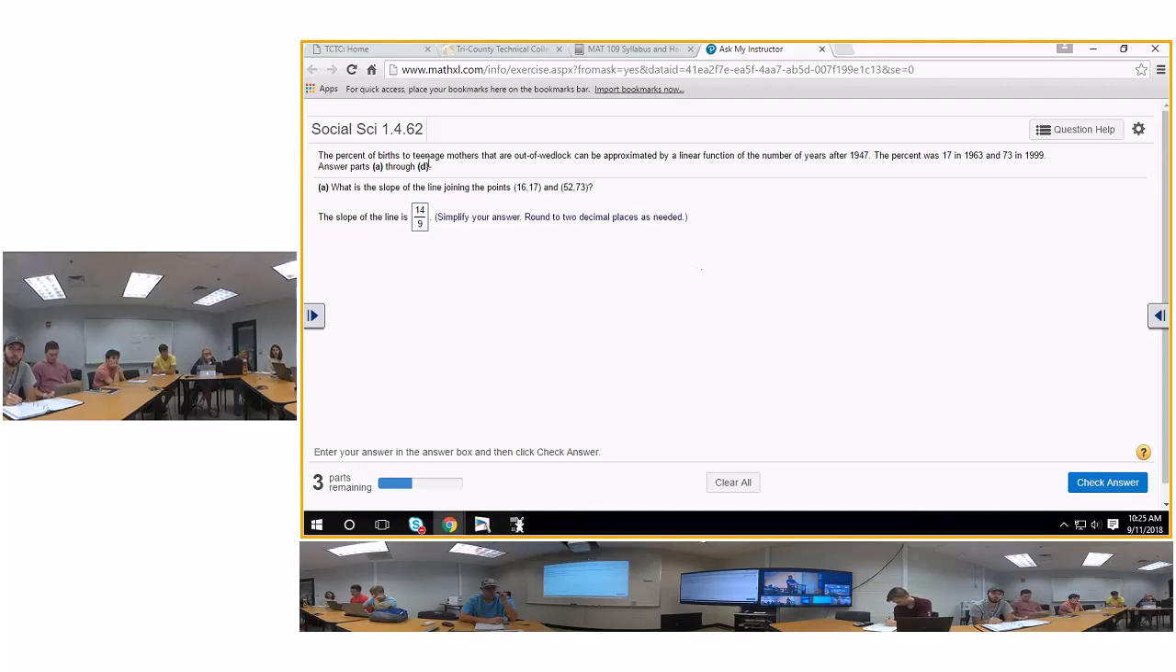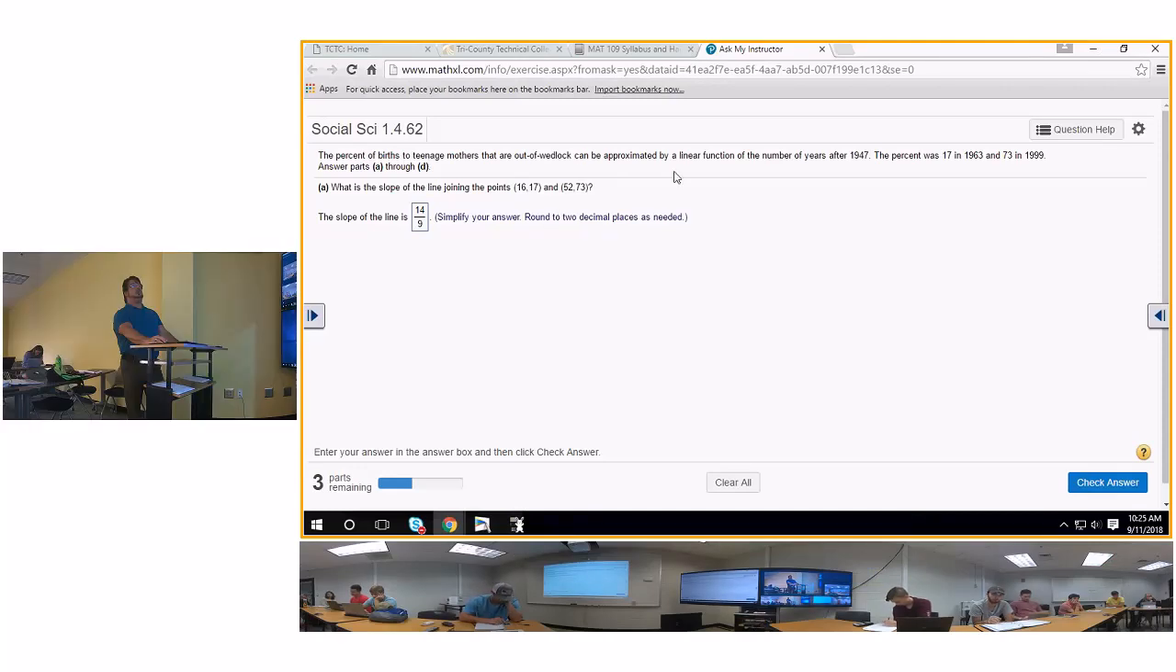The percent of births to teenage mothers that are out of wedlock can be approximated by a linear function of the number of years after, that's a key word, right? Highlight that, after 1947. That's a dang old key word. The percent was 17% in 1963 and 73% in 1999. Answer parts A through D. Well, that after 1947 will come in later, but right now they're giving you those 2 points to find the slope of the line.